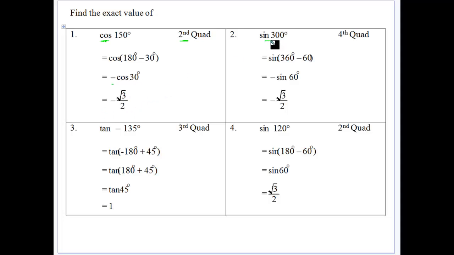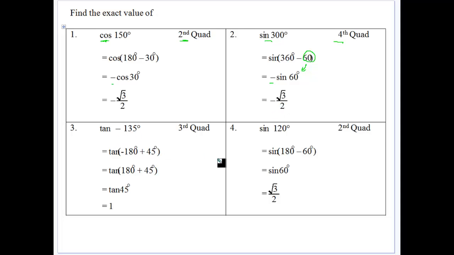Sine of 300, sine in the fourth quadrant is negative. So that's where our negative comes from. And 300 is 60 degrees away from 360 on the x-axis. So that's where we get a related angle of 60 degrees. And sine of 60 is root 3 on 2. So minus root 3 on 2 is our answer for that.